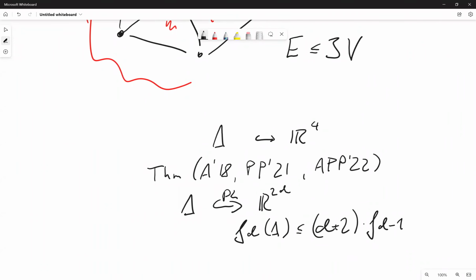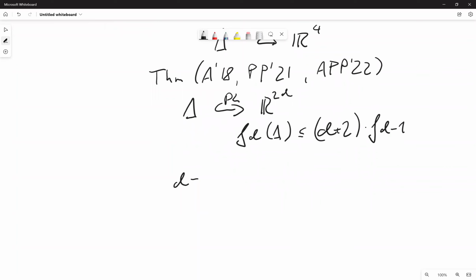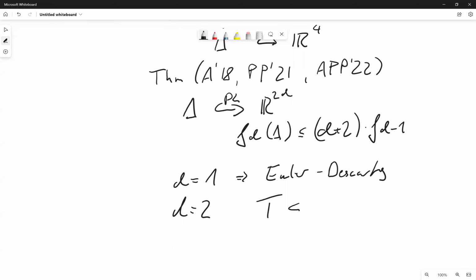If d is equal to 1, this gives the Euler formula. And if d is equal to 2, this implies that the number of triangles in a four-dimensional simplicial complex is at most 4 times the number of edges. So that's clear? Okay, so this is the result. And what I want to do is convince you that algebraic geometry and Hodge theory have something to do with that. And then I want to say why it is necessary to pass to this combinatorial Hodge theory in Lefschetz. Stop me at any time if you have questions.